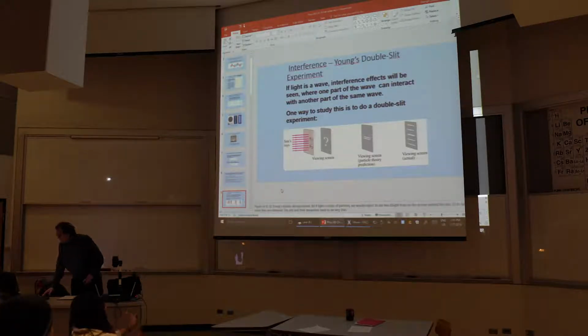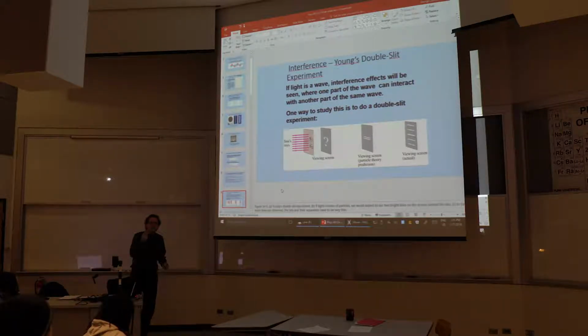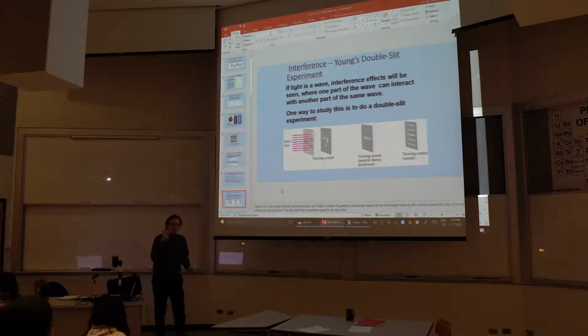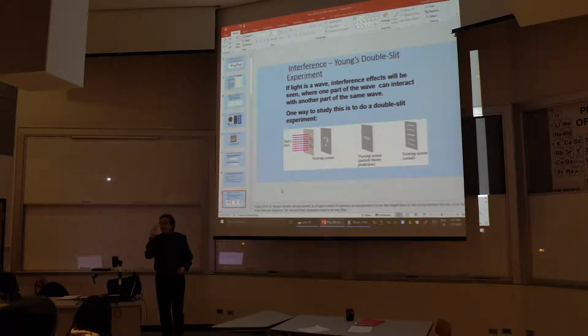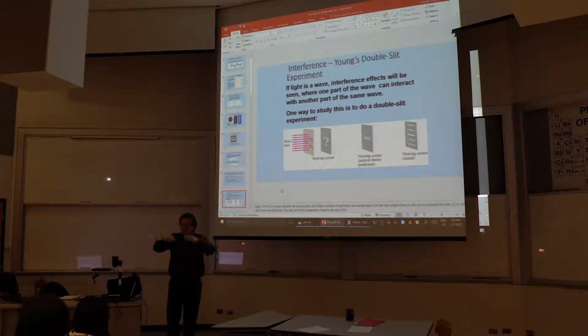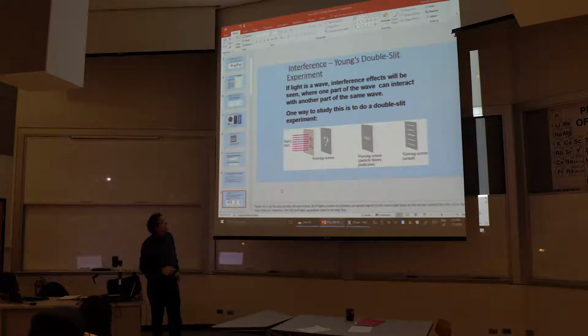Now, how can we actually observe? Remember, there are two phenomena that we are primarily interested in. One of them is interference. What happens when two waves from two different sources arrive together at the same point in space, and that's called interference, which we want to study.